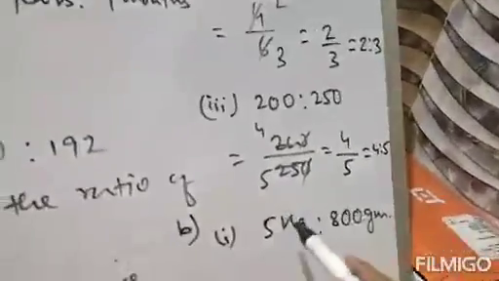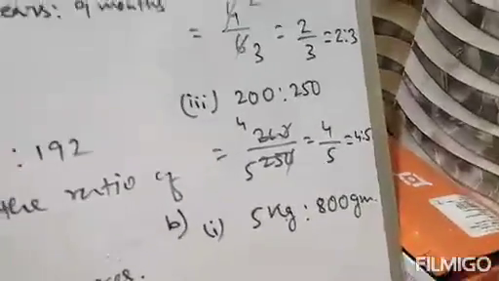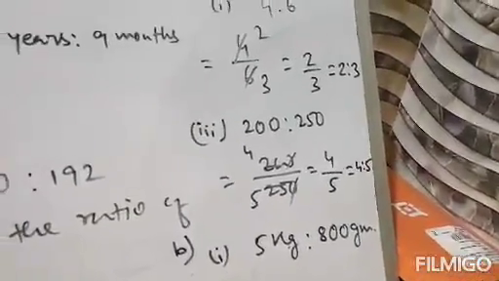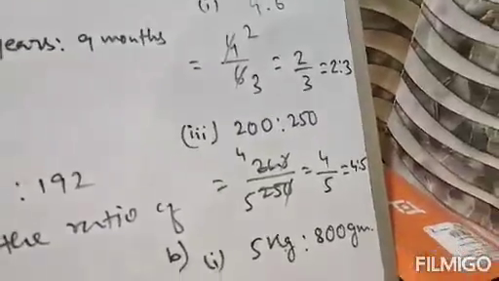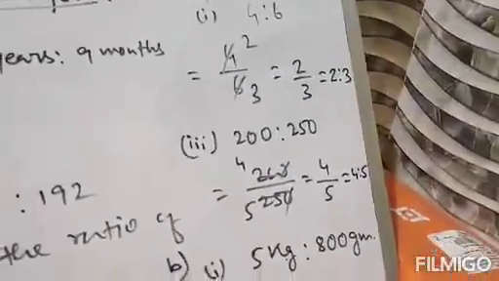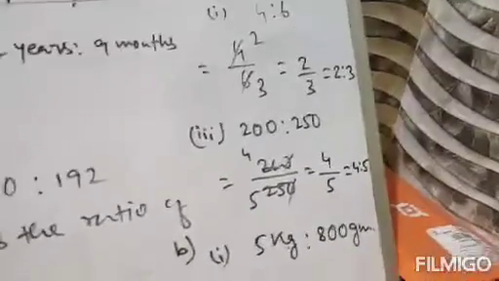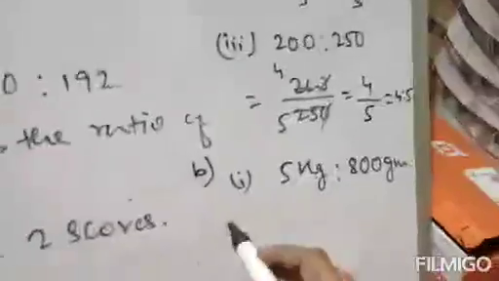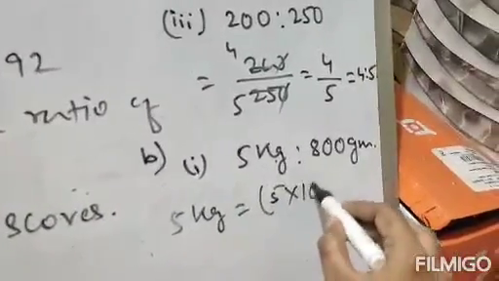If you convert kg into gram, you have to multiply by 1000. But if you want to convert gram into kg, you have to divide by 1000. So the preferable mode is always multiplication rather than division. So just convert kg into gram. 1 kg means 1000 gram, so 5 kg means 5 into 1000 gram.